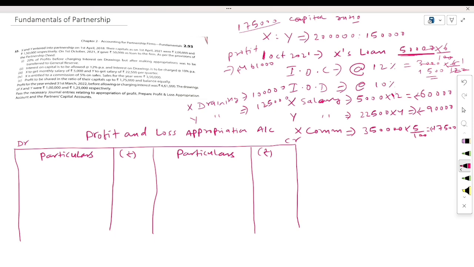So we will transfer here first the net profit by profit and loss account. How much will be the amount? The profit balance is 4,61,000 minus how much? The loan interest amount will be minus here. Then what will be the amount of the profit?